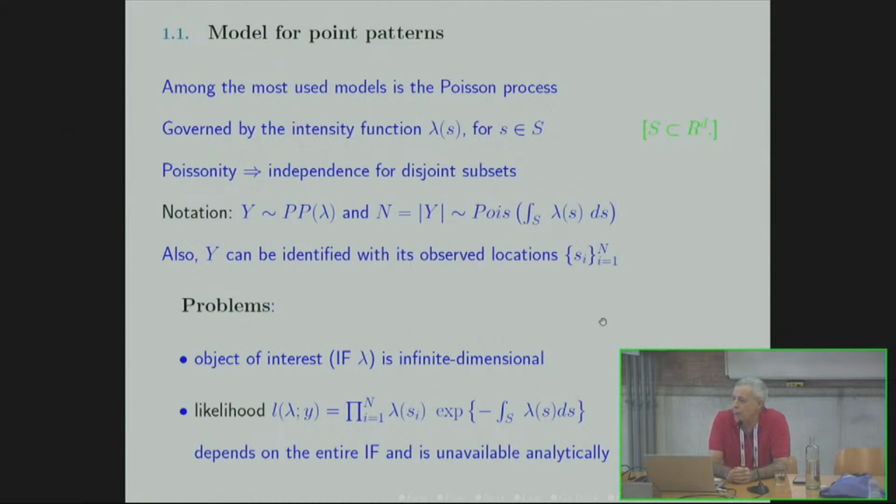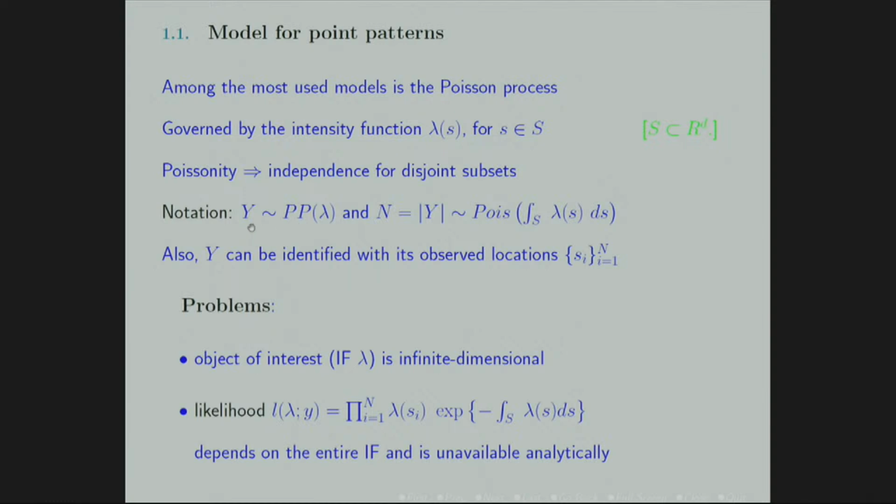So the most usual model for point patterns, which is the kind of data that I presented to you in the first slide, is the Poisson process. The Poisson process is very nice for many reasons, and one of them is that it only depends on a single parameter. The complete specification is dependent on a single parameter, but this parameter is a function. So it's an infinite dimensional problem that we have in our hands. The Poissonity implies, as you all know, independence between disjoint sets, and it's something to think about, because it will appear later. The notation for a point pattern is this one.